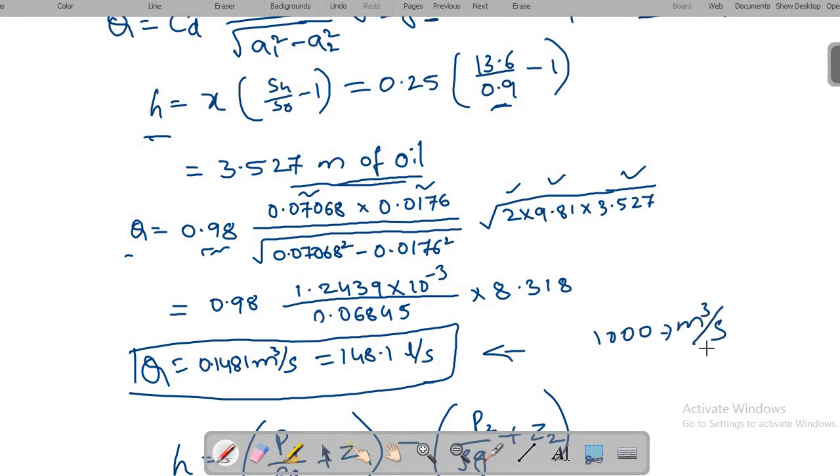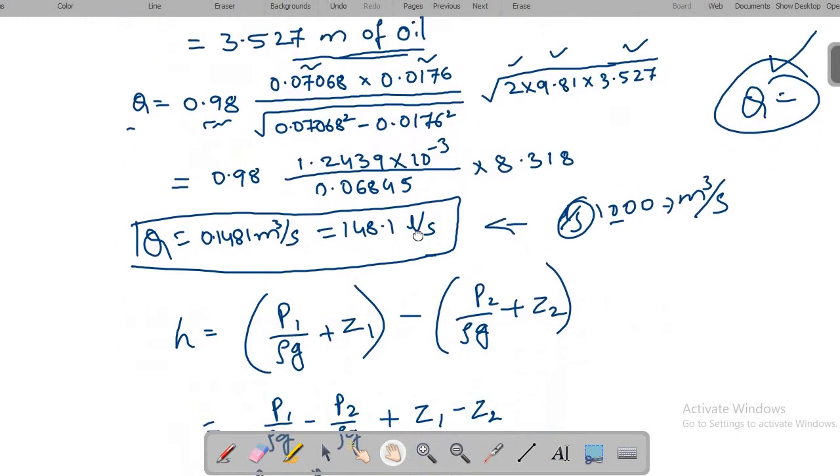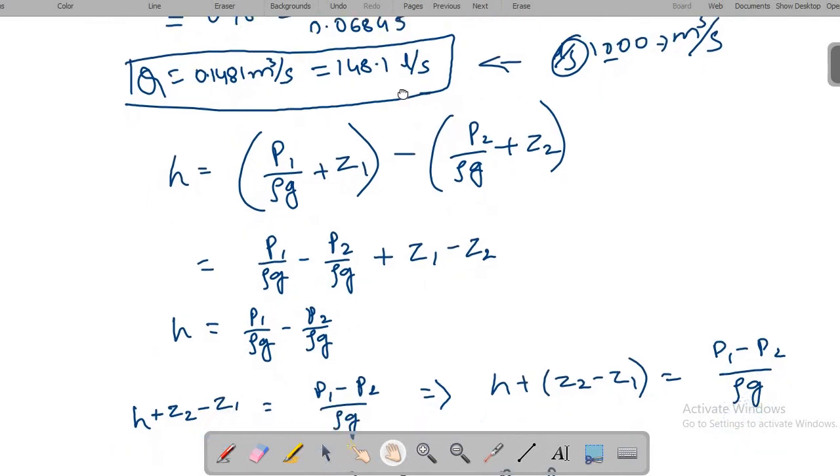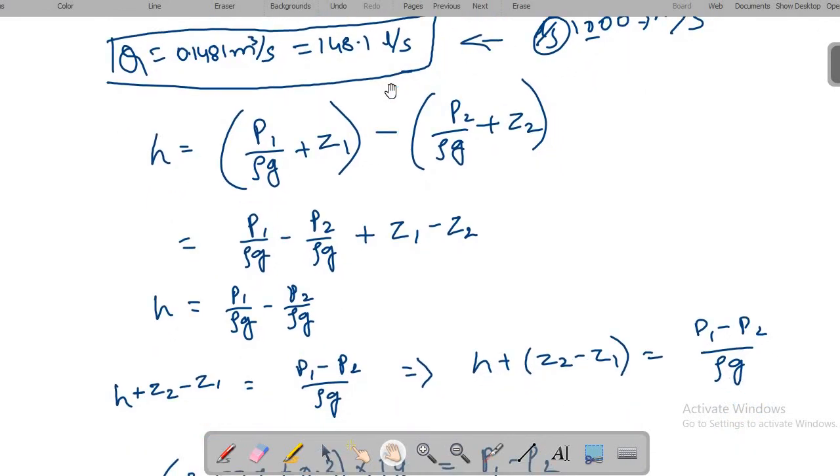This conversion is done by multiplying the meter cube per second value by 1000 to get liters per second, because 1 meter cube is equal to 1000 liters. So the first part of the question, the Q value, I got. Now they have asked the second part: calculate the pressure difference.